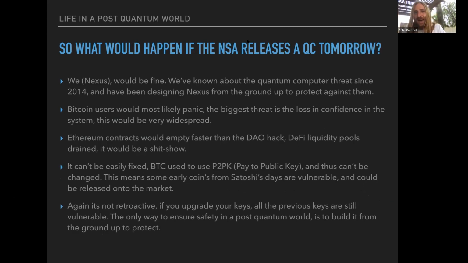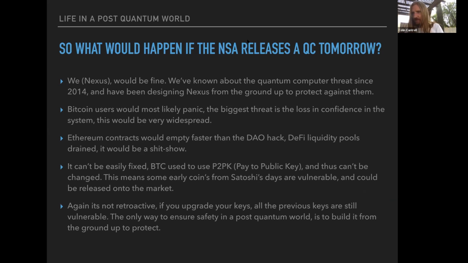So what will happen if the NSA realizes the quantum computer tomorrow? Well, we at Nexus would be fine, right? We've known about quantum computing threats since 2014, been designing Nexus from the ground up to protect against them, right? Bitcoin users would most likely panic. The biggest threat is the loss of confidence in the system, and this would be very widespread, okay?